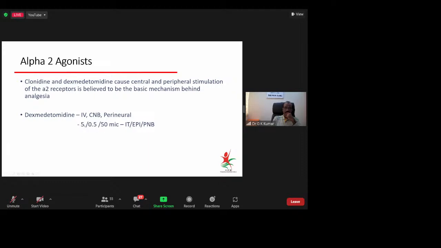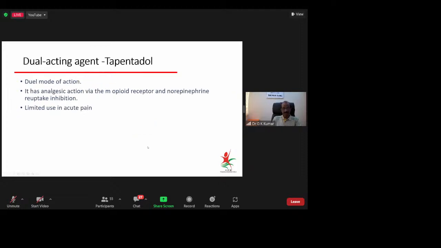Intrathecal usage is very much limited. Before you select dexmedetomidine, you have to think twice, thrice, because some other drugs are available as intrathecal adjuvants. For epidural, especially labor analgesia, 0.5 mcg per ml. You can use it. 50 mcg is for perineural blockade. It definitely increases the duration of your peripheral nerve blockade for longer than when the drug is given along with the local anesthetics.